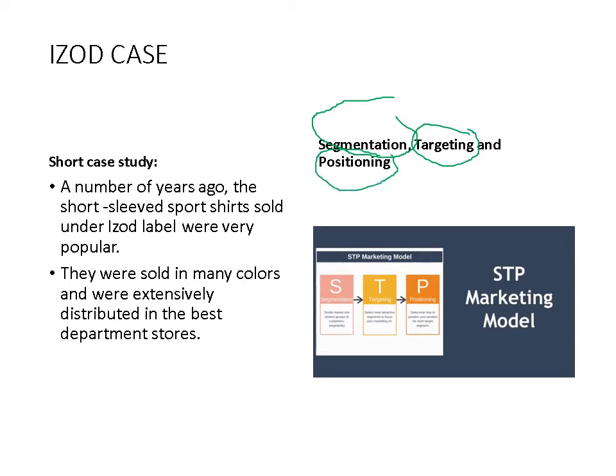So the strategy and business model of the owner of ISO was that the product is about short sleeve sport shirts, and the label is ISO. And this ISO is very popular because the target audience was upscale. So they target the upscale and they know the segmentation of this target audience. So they have a pricing for this sport shirt. This sport shirt was sold in many colors, very fashionable, and it is extensively distributed in the best department stores.